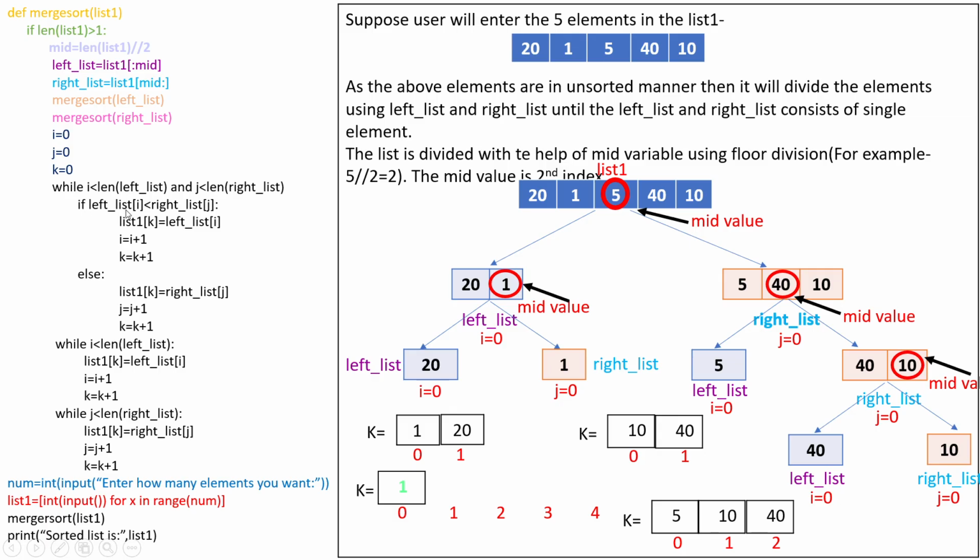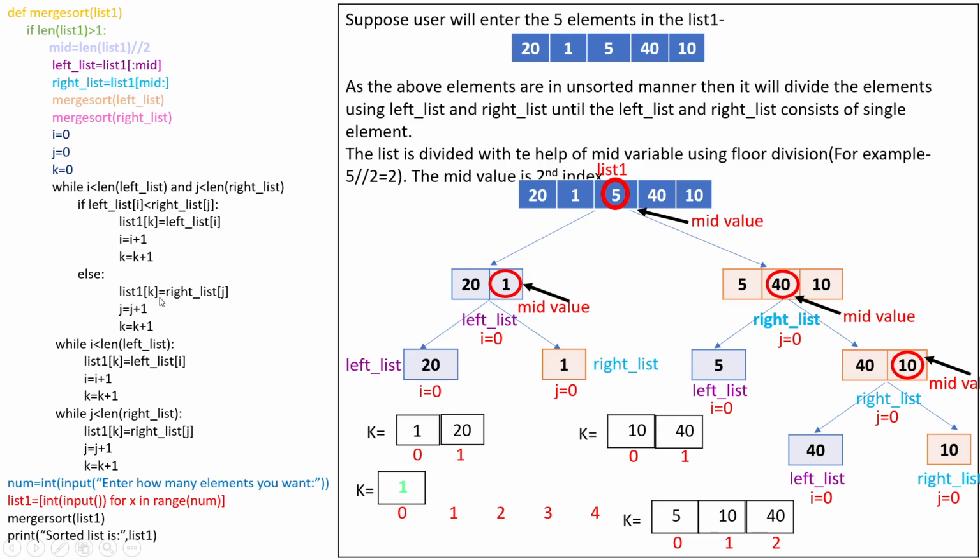If left list of i, means at the first position, this one, left list of i at the first position is 20. Is it less than right list of j, which is still 0? At the 0th position, I have which element? 5. Yes. Is 20 less than 5? False. So what will happen? It will go to the else condition.